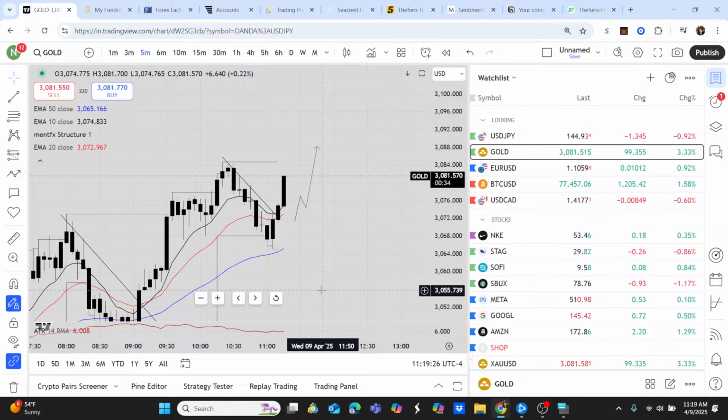So we got almost 30 seconds left. See how this candle closes. Then if price wants to give me an opportunity, it's going to pause. If it doesn't, it's probably going to go.